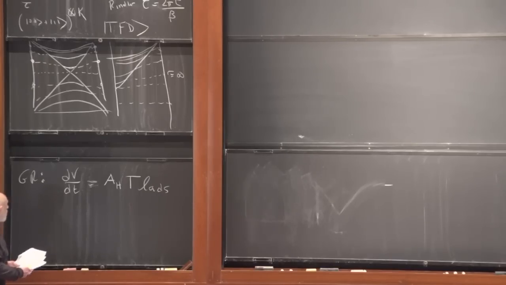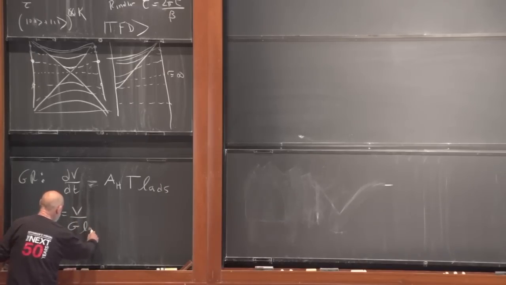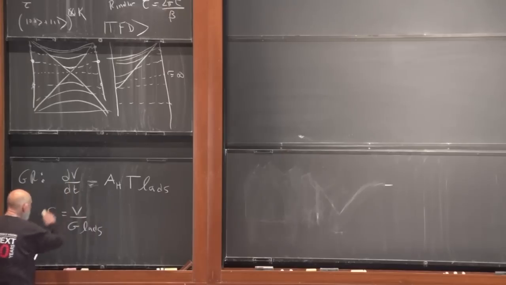Okay, now let me define little c here. Again, I don't want to surprise you, but later this little c is going to become complexity. But for the time being, it's a pure gravity concept. The volume divided by G L_AdS. And rewrite this equation for c.